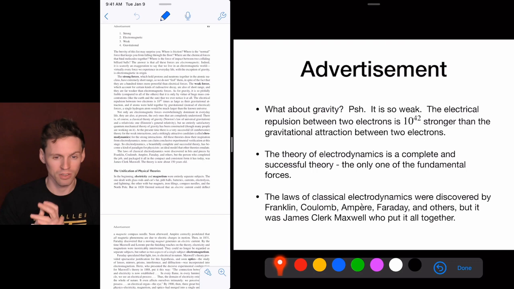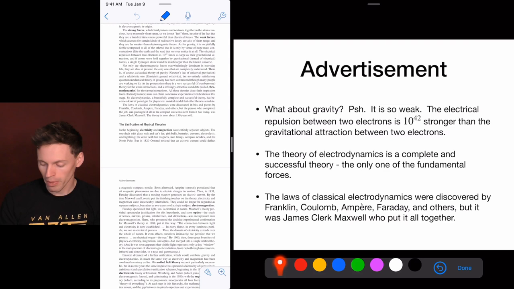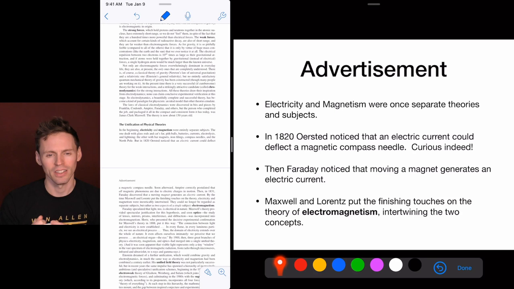The theory of electrodynamics is a complete and successful theory, and it's the only one of the fundamental forces which is complete so far. The laws of classical electrodynamics were discovered by Franklin, Coulomb, Ampere, and Faraday, but it was James Clerk Maxwell who put everything together into the theory of electrodynamics. That's the realm of this book: what Maxwell did, and we're just looking at what they all came up with and how they put it together.